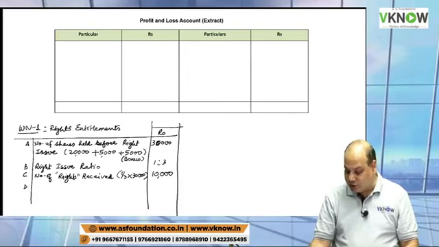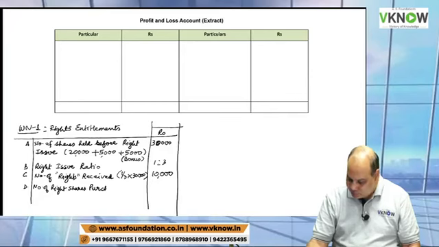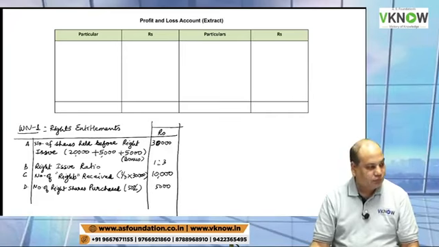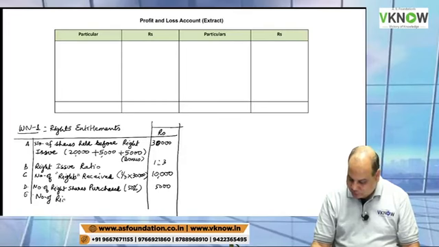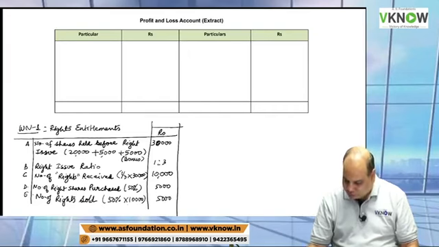What about other candidates? Number of right shares purchased: 50%, 5,000 shares. Point E: number of rights sold: 50% into 10,000, again 5,000.